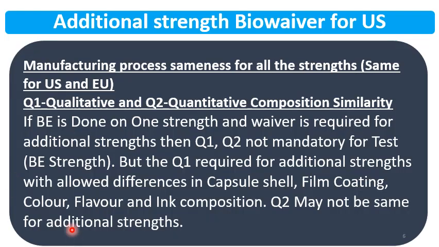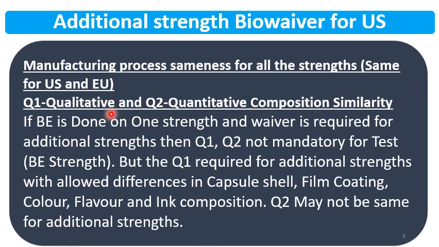Then coming to the manufacturing process sameness. See, the manufacturing process is required to be same for all the strengths, and this requirement is same for US and Europe. There is no difference in the guidelines for manufacturing process sameness. You cannot manufacture one strength with wet granulation and other strength with direct compression. That is not approved. So manufacturing process should be same or must be same.